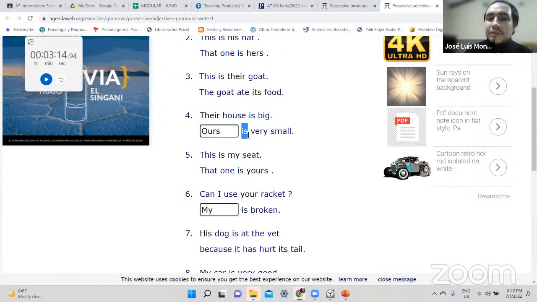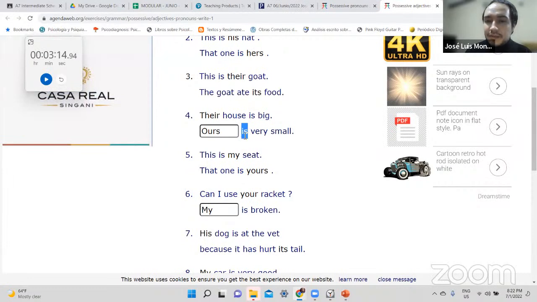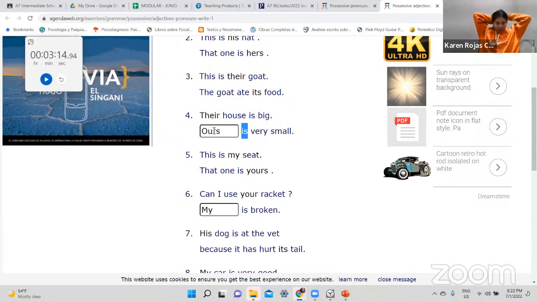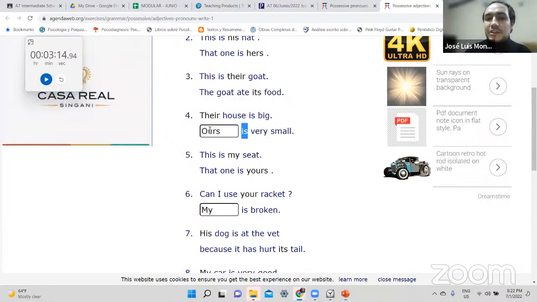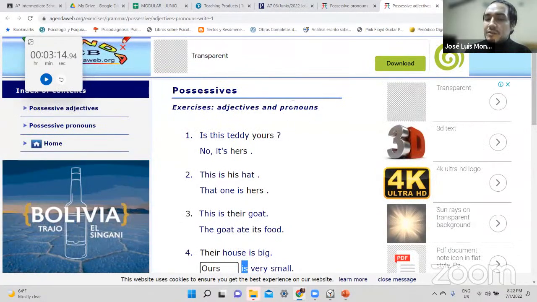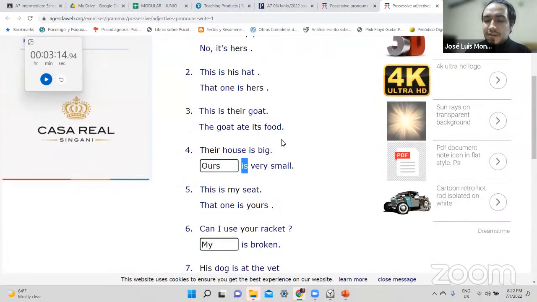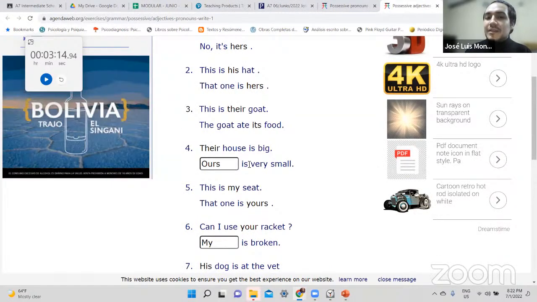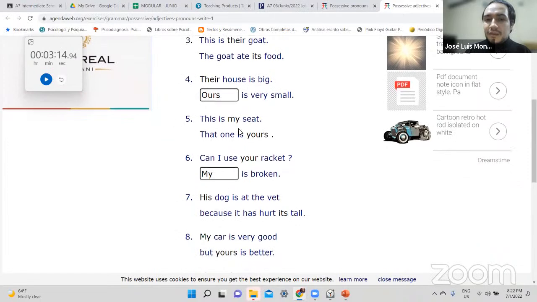Because you don't have a noun, you have a verb, right? And if you have a verb, it's like saying he. He is very small. She is very small. That's why you use possessive pronouns to replace the word. All right, so ours, la nuestra, is very small. Es muy pequeña. Right, the same here.